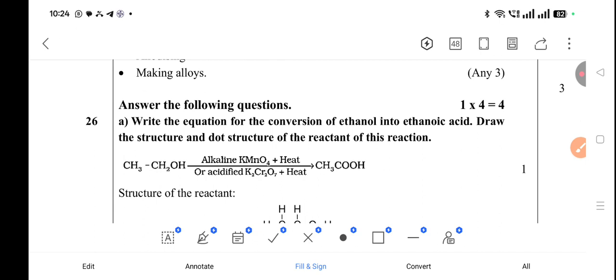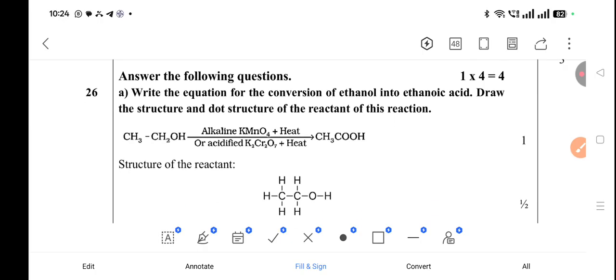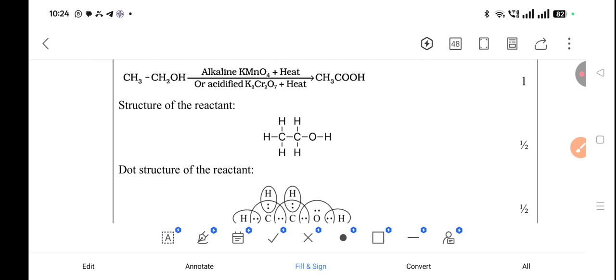See, then the 26th question, A. Write an equation for the conversion of ethanol into ethanoic acid. Draw the structure and dot structure of the reactant of this reaction. So, CH3CH2OH, with alkaline KMnO4 plus heat, or acidified potassium dichromate K2Cr2O7 plus heat. What does it give? It gives ethanoic acid, CH3COOH. Then the structure of the reactant, which one?